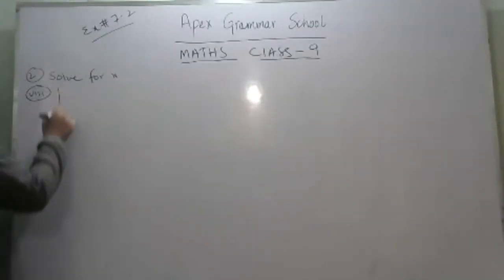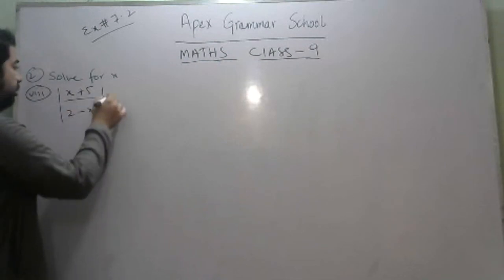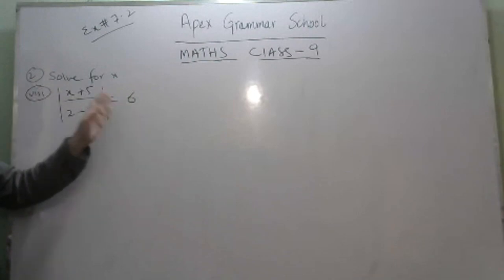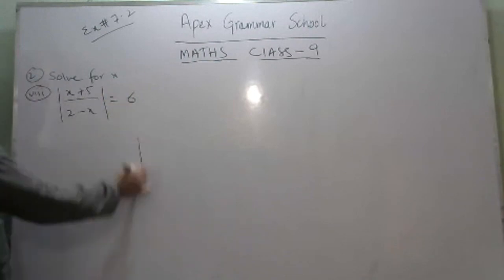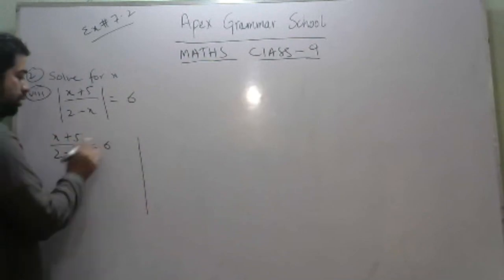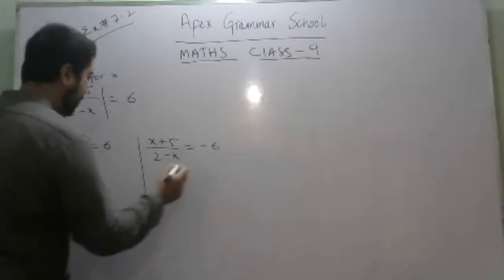x plus 5 divided by 2 minus x equal to 6. This is again an independent value. Nothing is going to multiply, divide, subtract here. And this side is again positive. So you can break them into 2 parts. First is positive and second is negative.